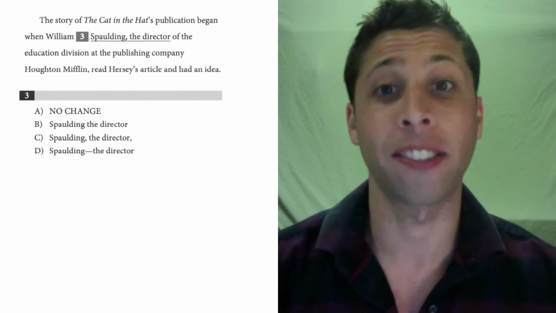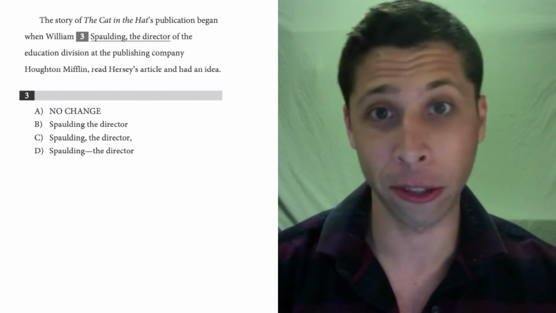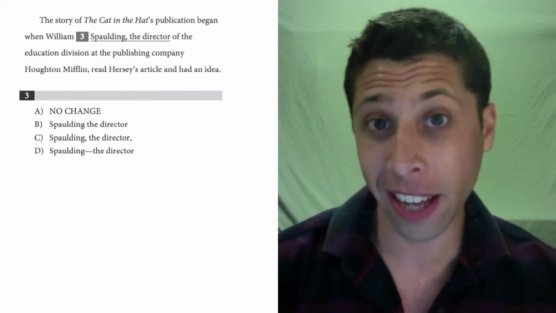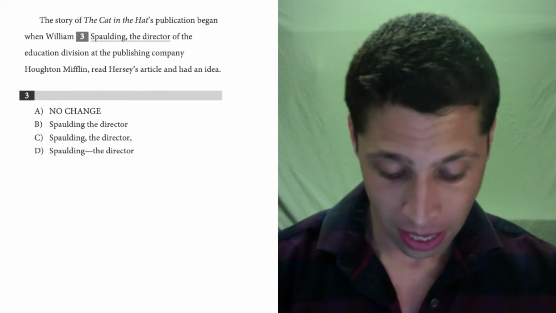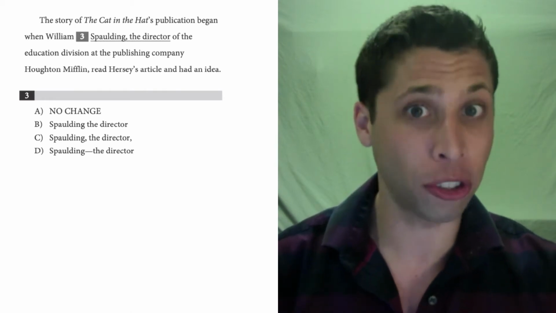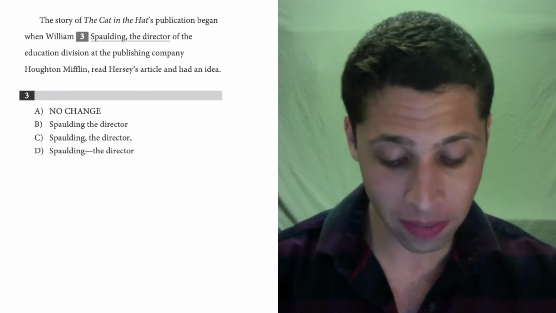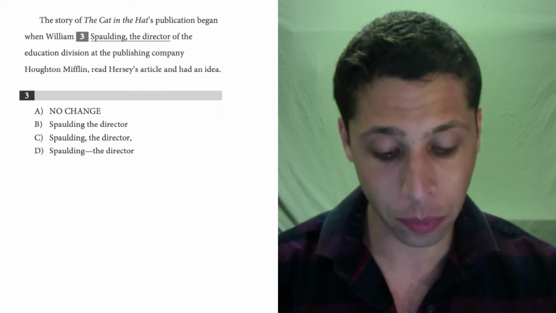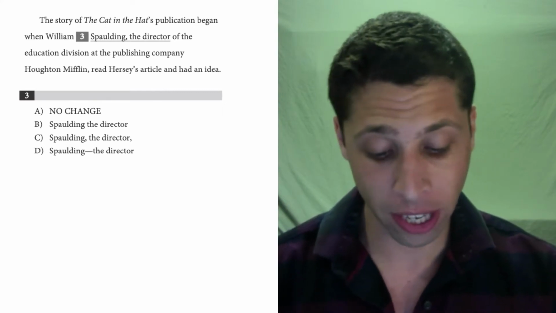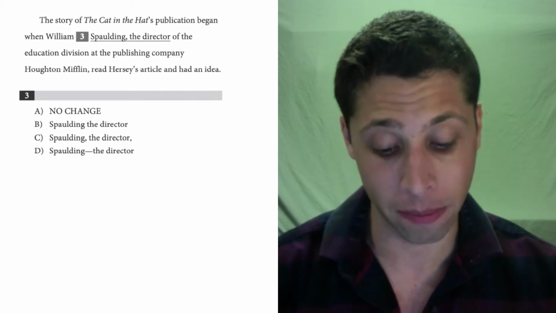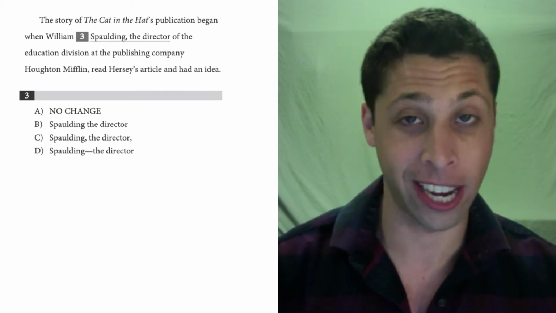Hopefully, if you've been practicing for a while, question number 3 looks familiar. They test this rule a lot, so you need to get used to it. The sentence structure should ring a bell. So the story of the Cat in the Hat's publication began when William Spalding, the director of the education division at the publishing company Houghton Mifflin, read Hershey's article and had an idea.